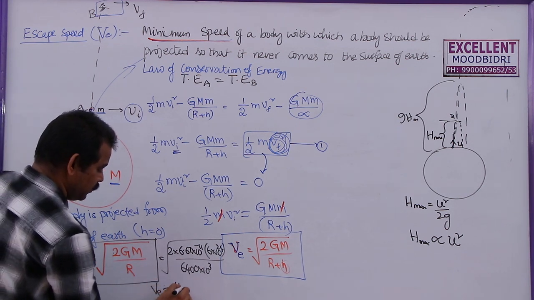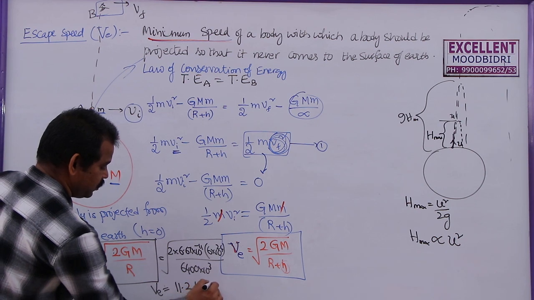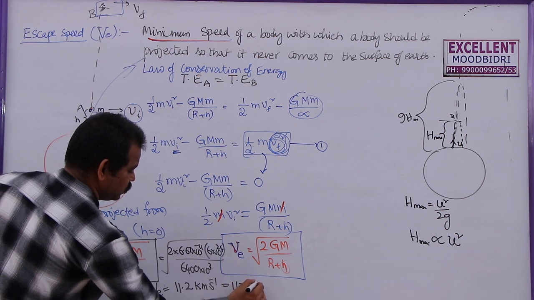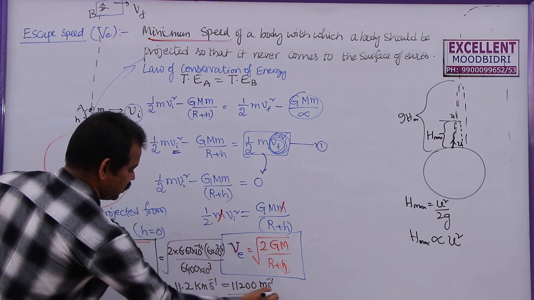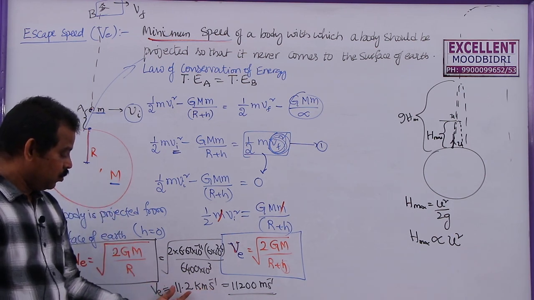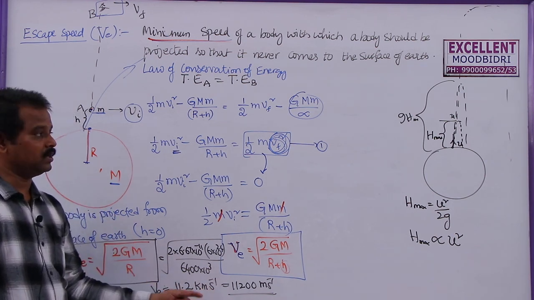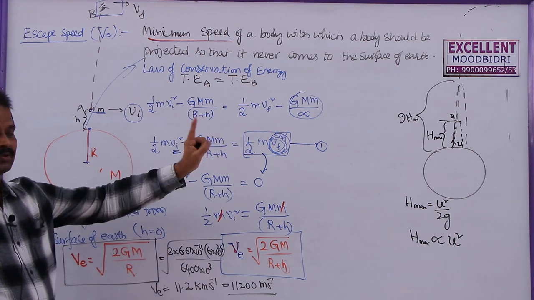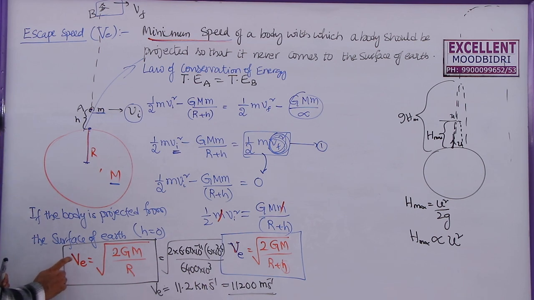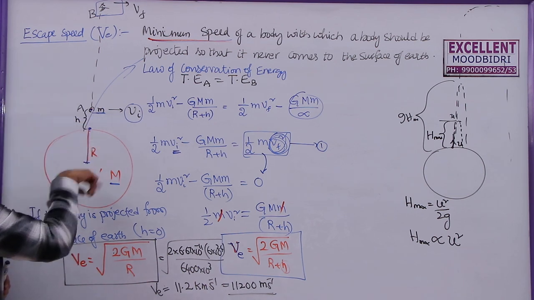11.2 kilometer per second. That is 11.2 into 1000, 11200 meter per second. That means if you throw a body such that it travels 11.2 kilometers in 1 second, then this body never comes back to the surface of Earth. Now, this is the escape velocity, or escape speed, of this body on the surface of Earth.